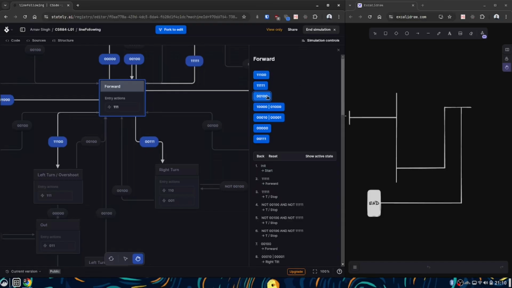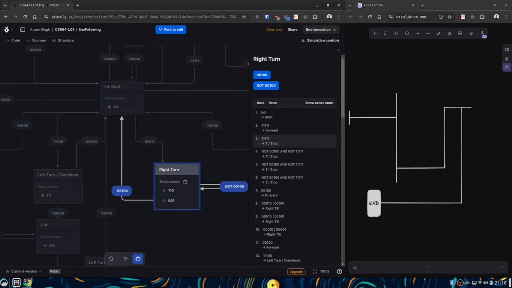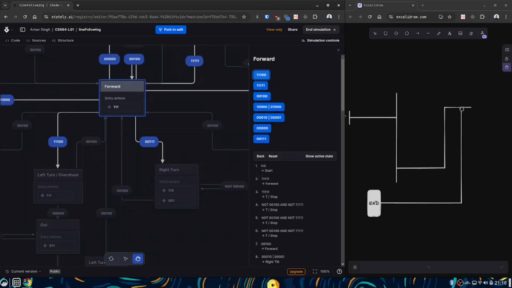So that's 0, 0, 1, 0, 0 a few times until we arrive at this intersection, which will be 0, 0, 1, 1, 1. And as before, we'll take a right turn again. So a few more activations of this transition followed by this transition. So now we are at this intersection facing downwards. So we'll again keep going along this line, 0, 0, 1, 0, 0.